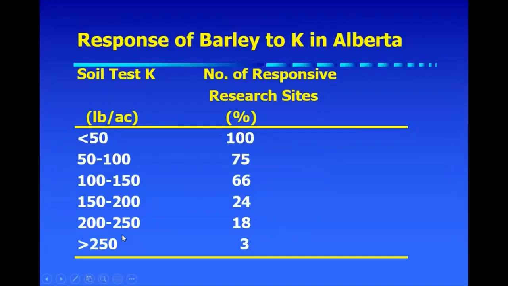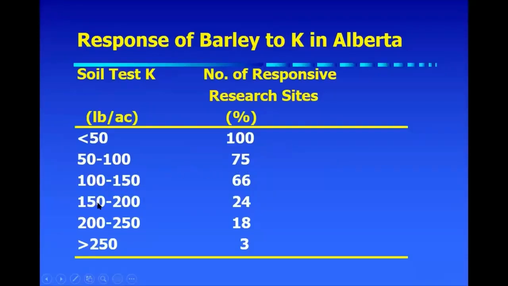I thought I'd just show you this. This is just summarizing the work that we did with barley for over 40 years across Alberta. When soil test levels are less than 50 for potassium, every one of our research sites across Alberta responded to potassium. When soil test level was between 50 and 100, 75% of our sites responded.